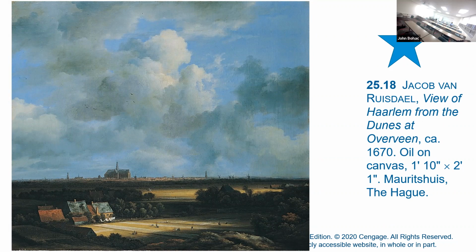Jacob van Ruysdael, View of Haarlem from the Dunes at Overveen, circa 1670. Last week, I made a reference to the Low Countries, and that is the Dutch culture. It's the Netherlands, and some people include Belgium, which includes Flanders and so on. But at any rate, it's at the northeast corner of continental Europe.